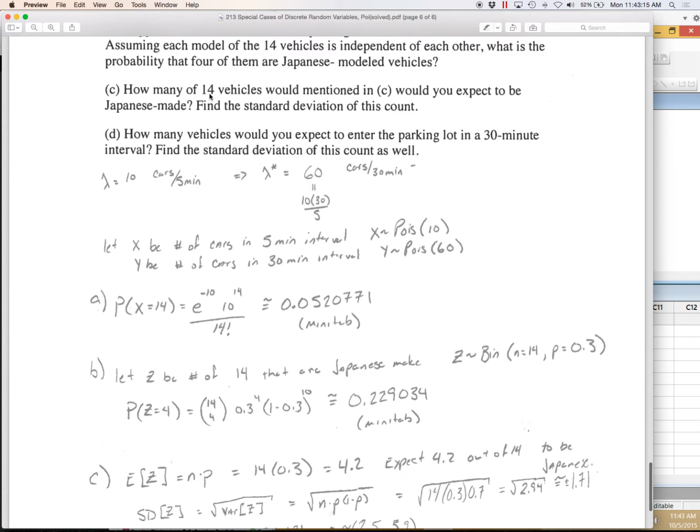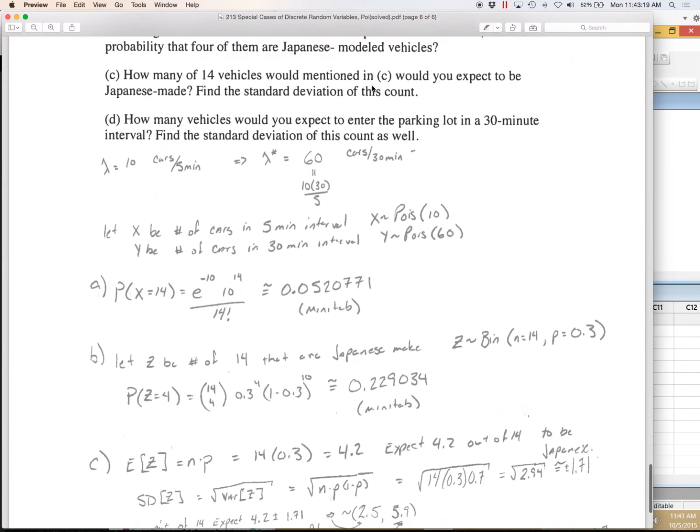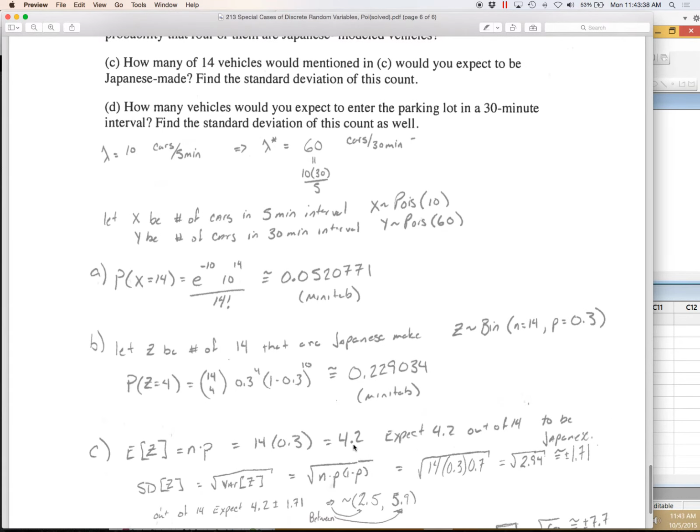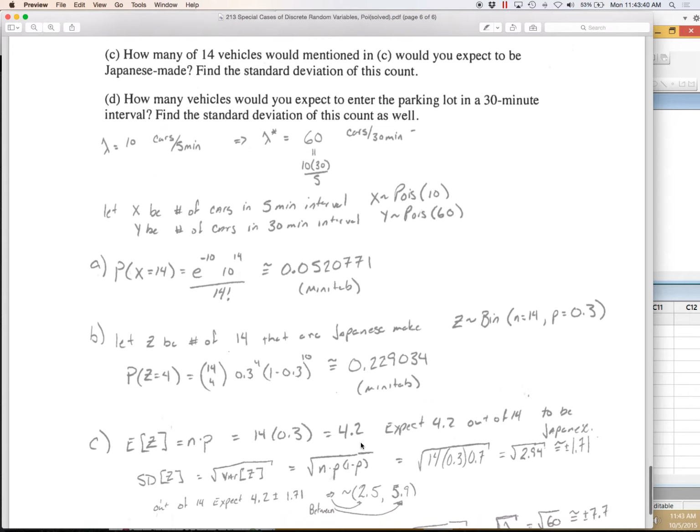C, how many of the 14 vehicles would you expect to be Japanese made? Okay, so this is the expected value of a binomial out of 14. Again, go back to your binomial notes. The expected value of a binomial distribution is n times p. Here, n is 14, p is 0.3. 14 times 0.3, I expect 4.2 out of the 14 to be Japanese.